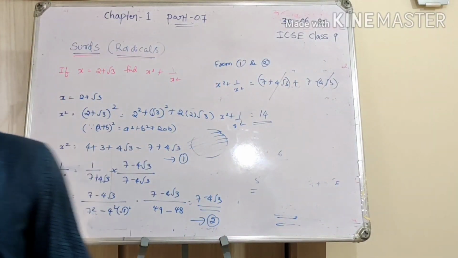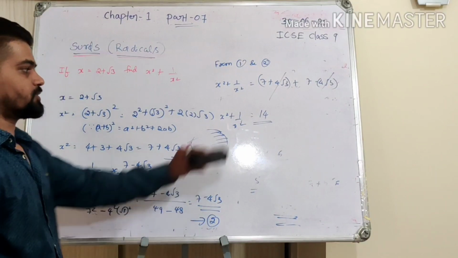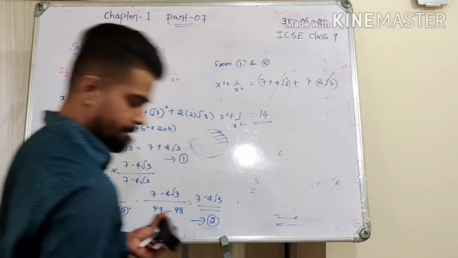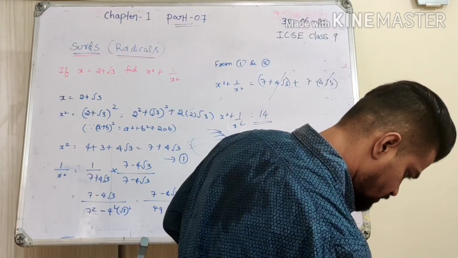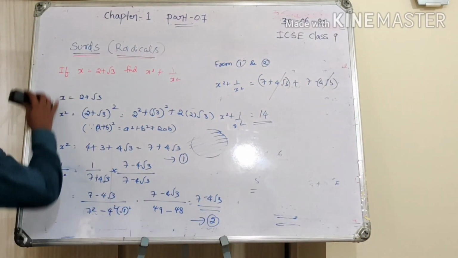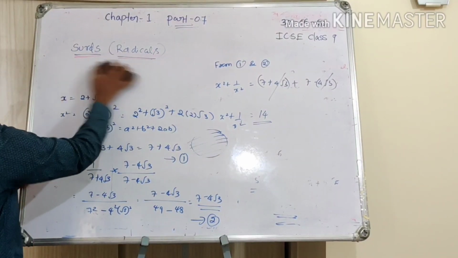That is the simplification process. If I had not done this rationalization, it would have been difficult for me to get this simple term. That is the importance of rationalization. Okay. So now 2 more examples I'll do and wind up this video.